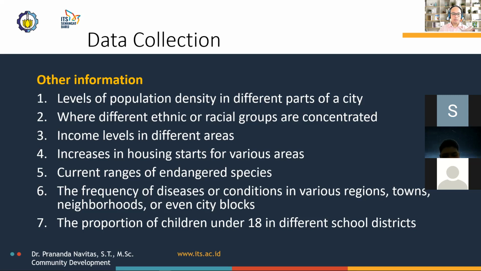There are many kinds of differences that maps can show. Different levels of population density, where different ethnic or racial groups are concentrated, different income levels in different areas, increases in housing starts for various areas, or perhaps different levels of housing demand or housing need for various areas, current ranges of endangered species, and whatnot.